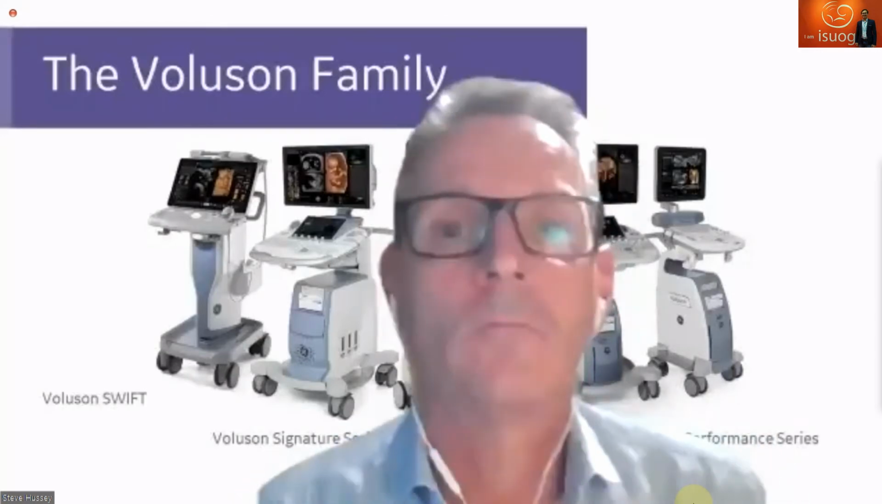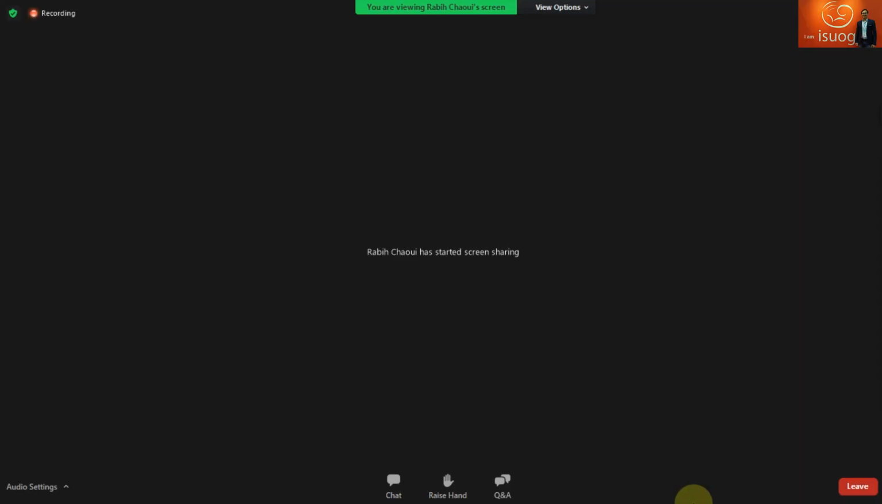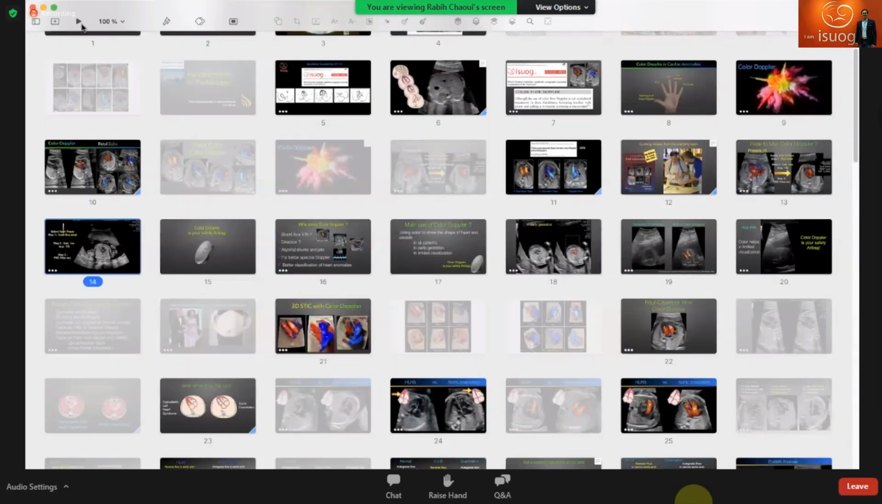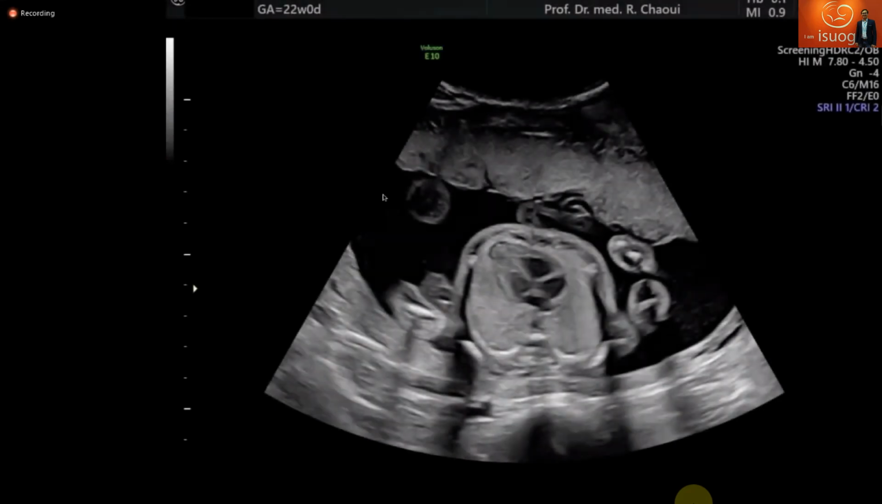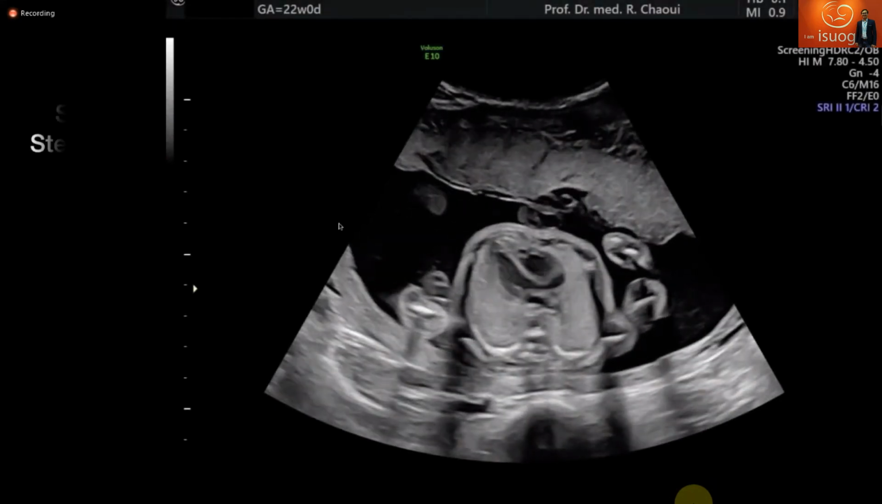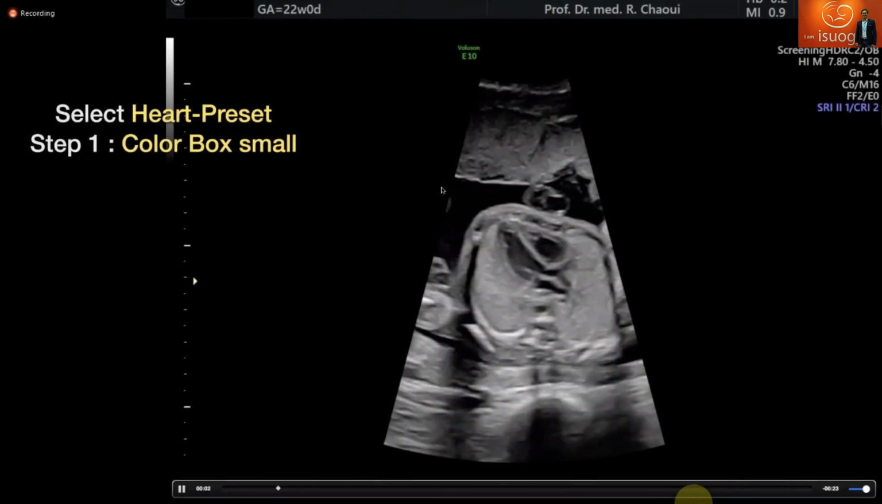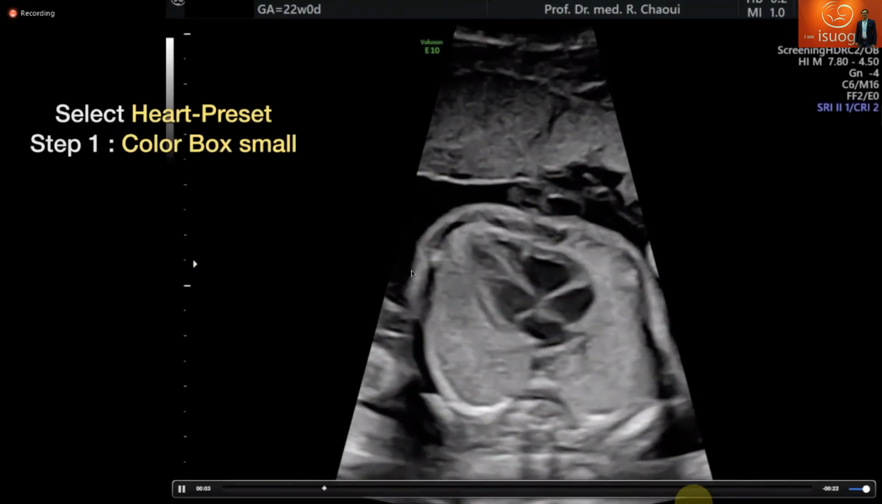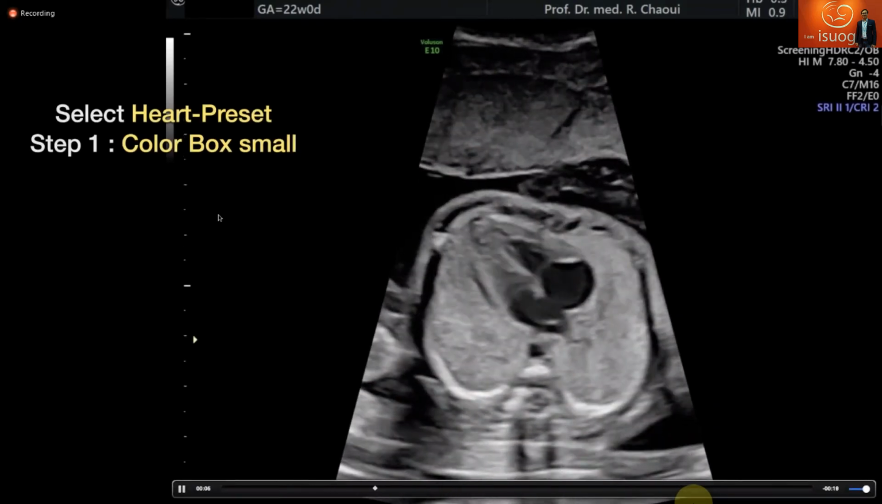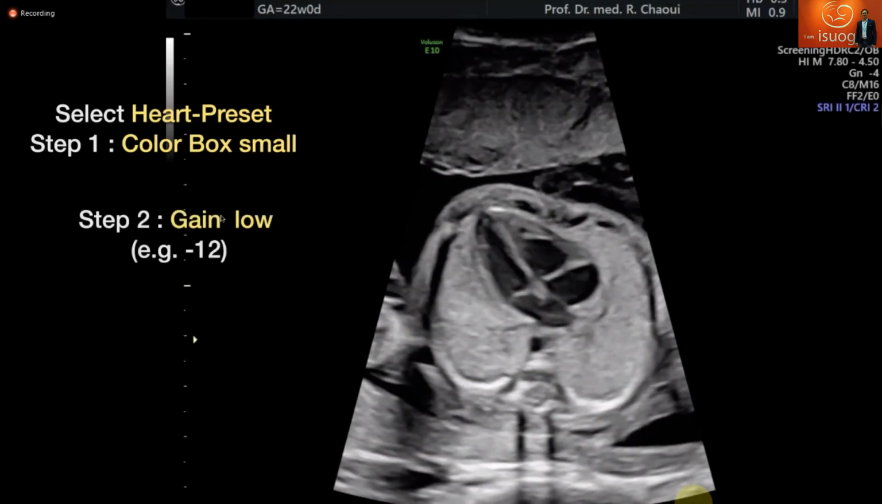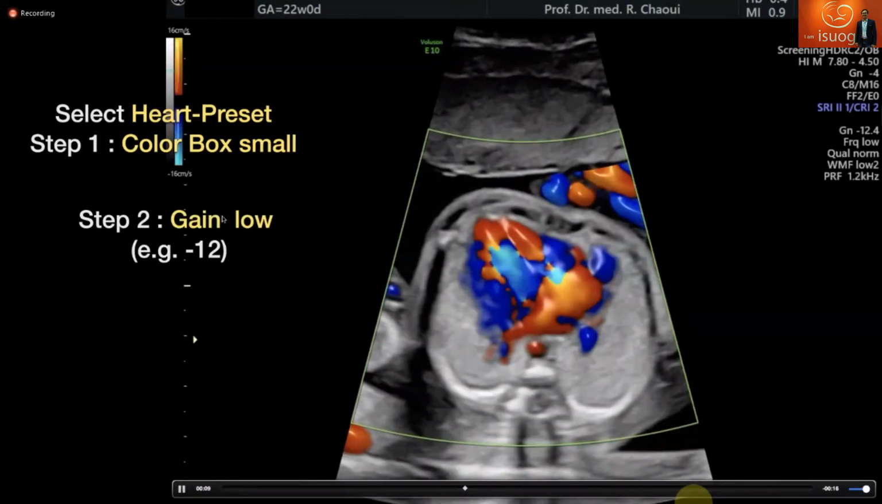Steve, I will share again my screen to answer this question because I think this is an important part. Of course. So let's go here again. This is nice on a live. So this is what I do. Select the heart preset, make the box small, and magnify the picture. And then when you add the color box, I will take it and put it also smaller.